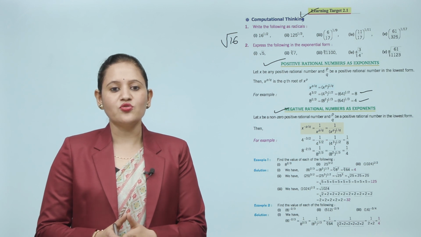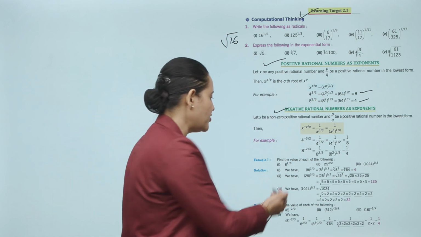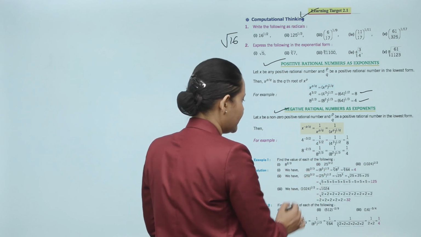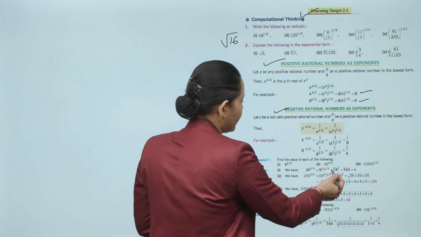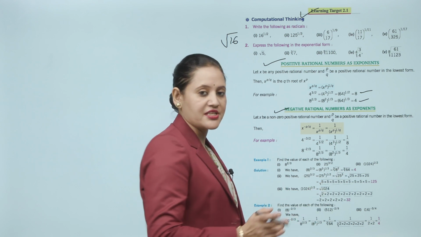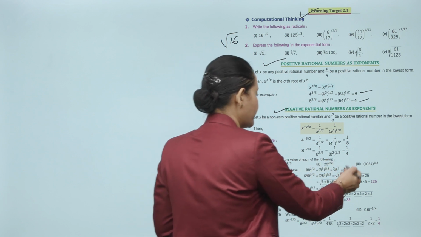8 is to power 2 upon 3. 8 की पावर 2 upon 3 है, that means 8 की पावर 2 and whole power 1/3. तो क्या हो जाएगा, cube root of 8 is to power 2. 8 की पावर 2 क्या हो गया, 64. 64 का cube root क्या हो जाएगा, 4.